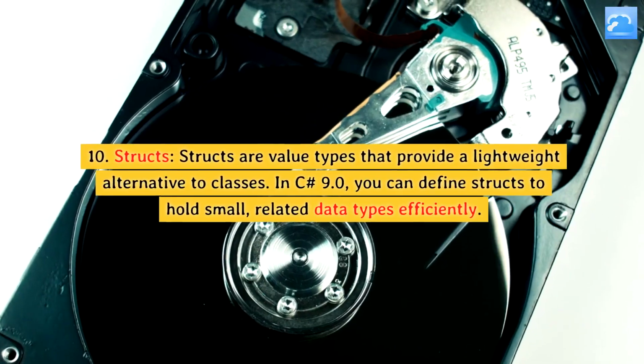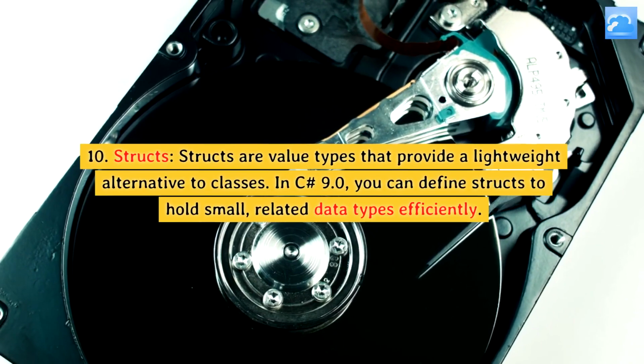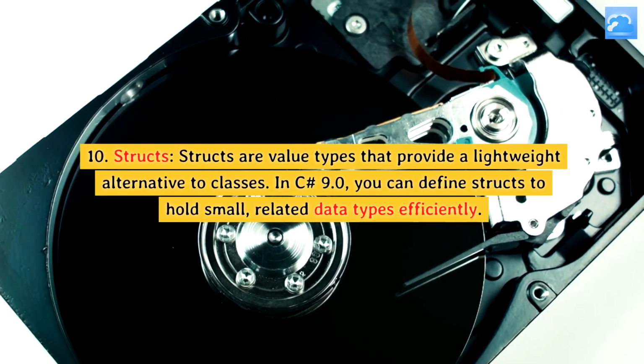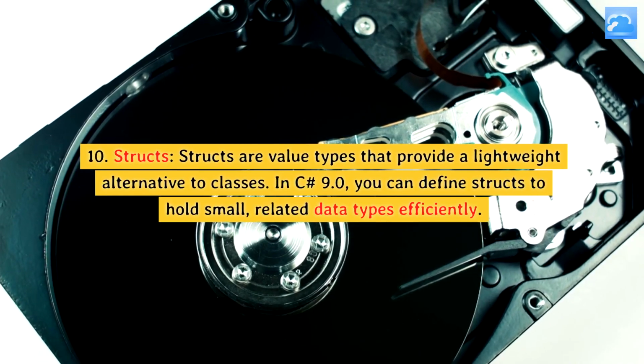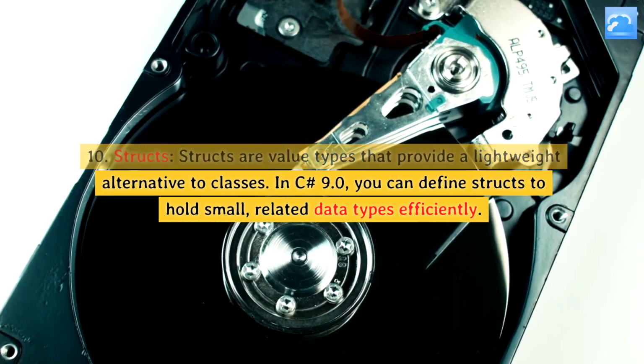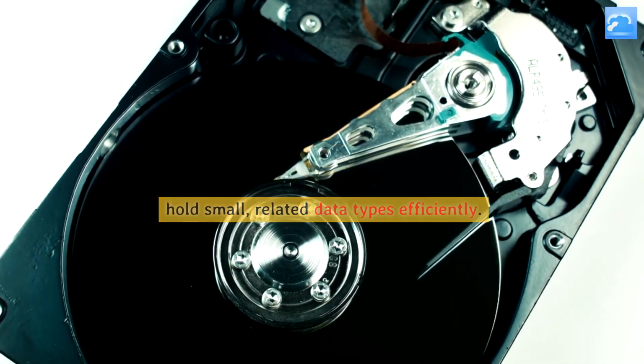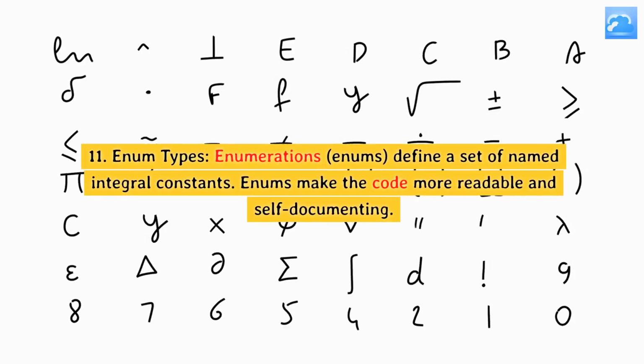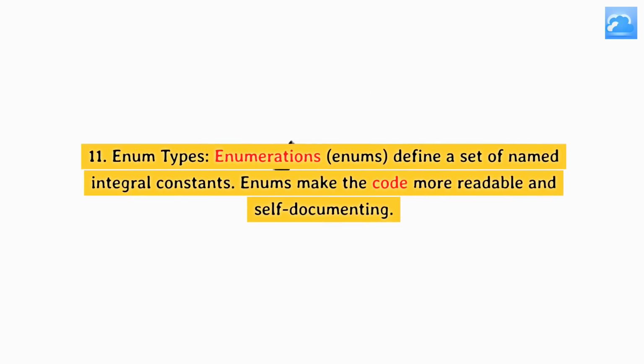10. Structs. Structs are value types that provide a lightweight alternative to classes. In C# 9.0, you can define structs to hold small, related data types efficiently. 11. Enum types. Enumerations (enums) define a set of named integral constants. Enums make the code more readable and self-documenting.